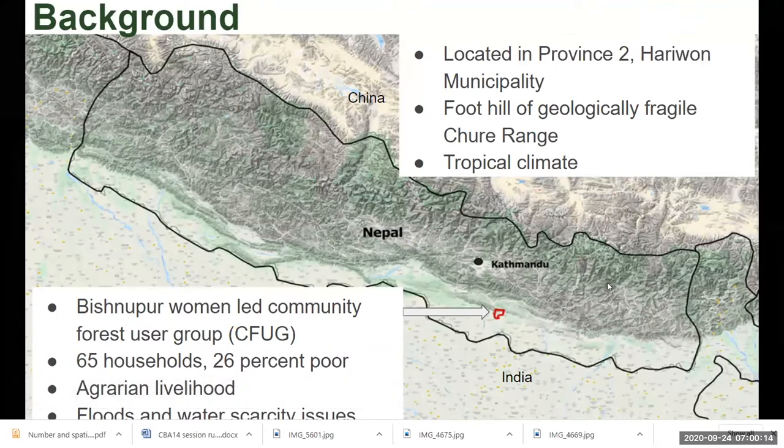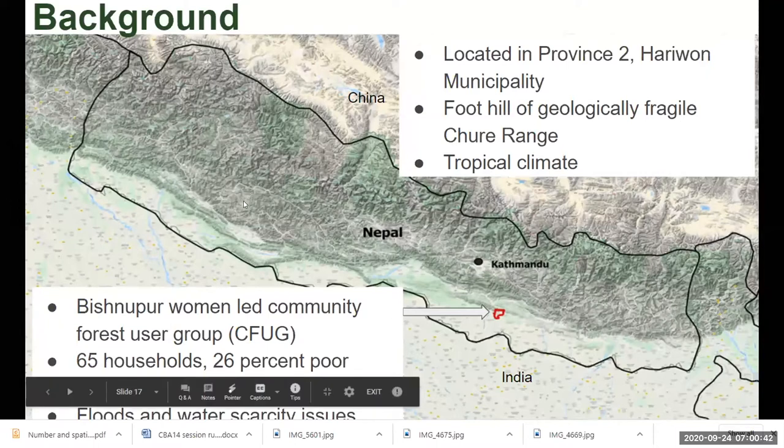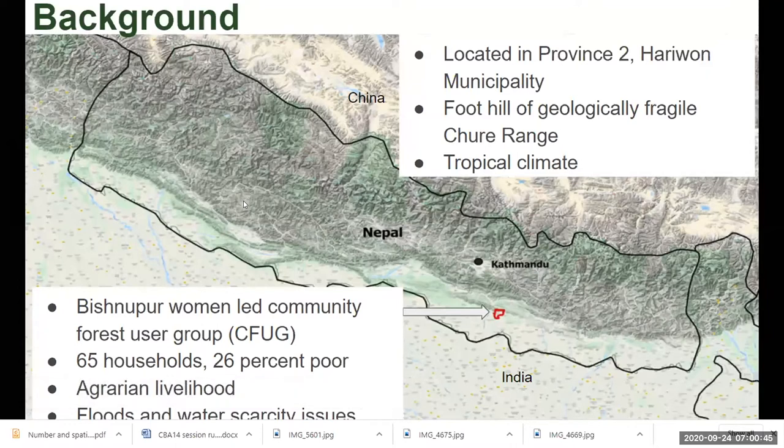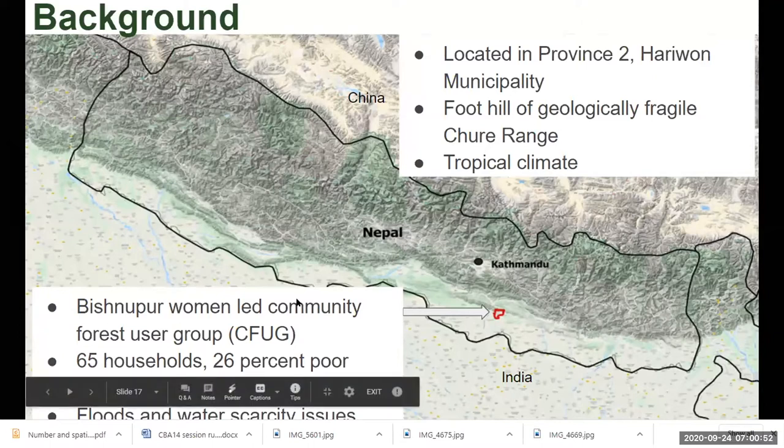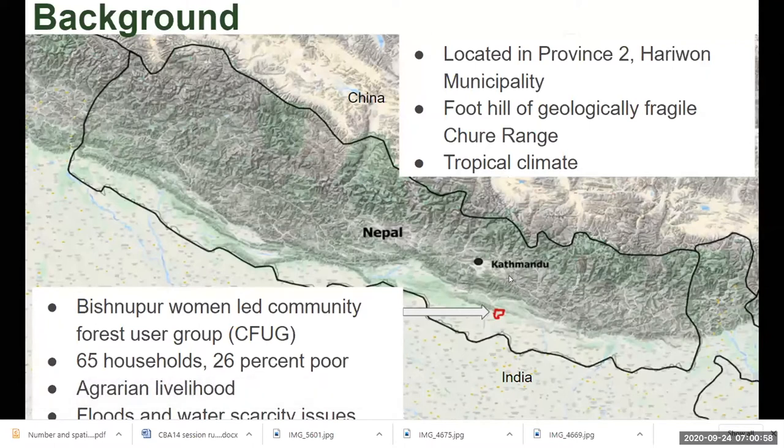Another thing I would like to highlight is this area is located on the foothill of the geologically fragile Chure range. It is covered with alluvial and also faces drought. The area has a tropical climate, and it is not so far from the international boundary to India. This case is from Bishnupur Community Forest User Group, which is also a woman-led community forest user group. In the community, there are 65 households, and out of them, 26% are poor.